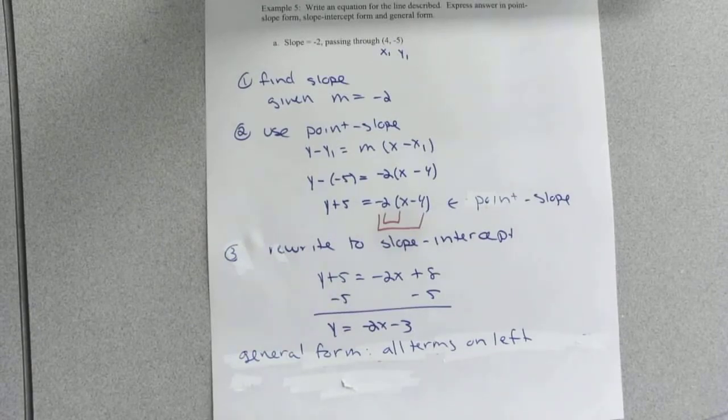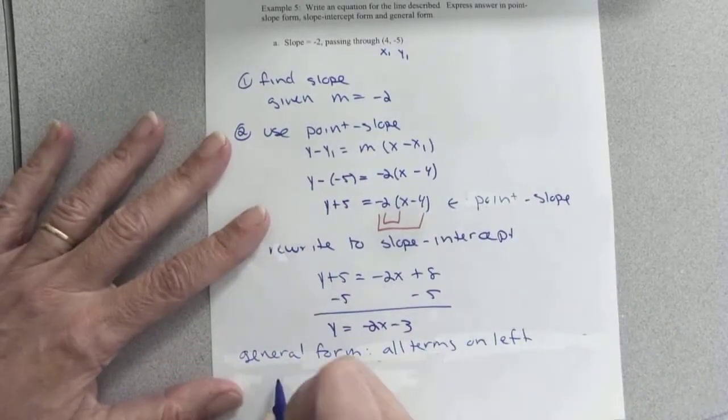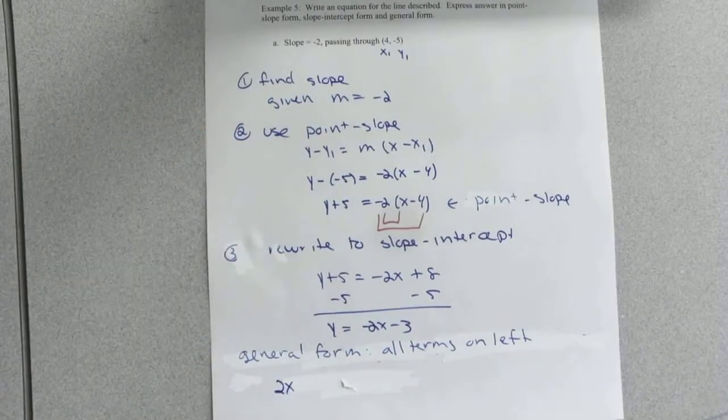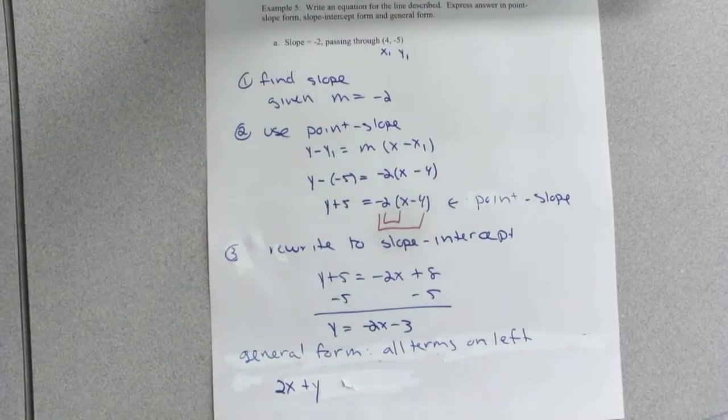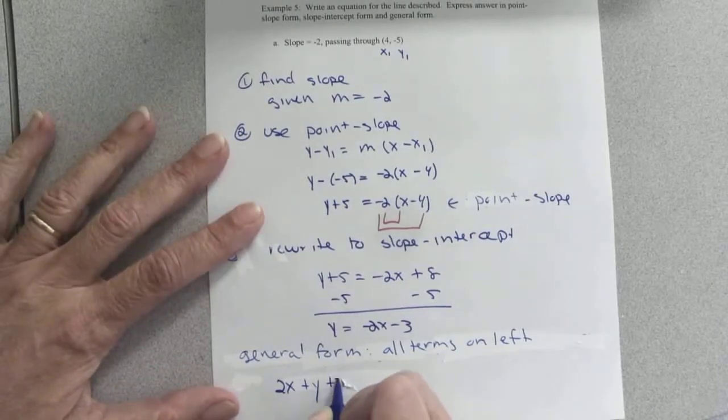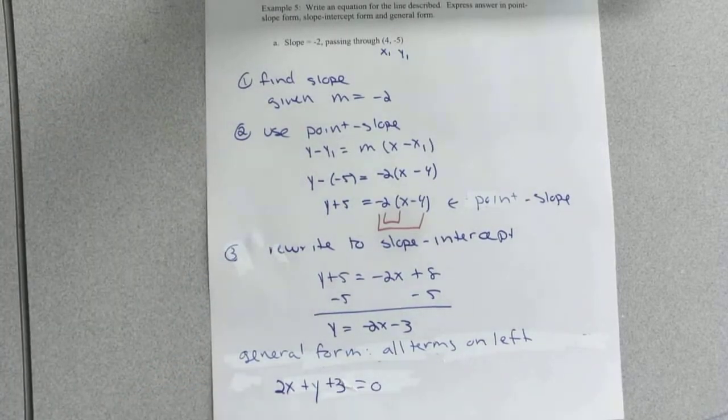Well, that'll be easy to achieve. When we move that 2x from the right to the left, it'll become positive. The y is going to stay where it's at. And the 3 will come over, be positive, and we get 0. And so we get 2x + y + 3 = 0.